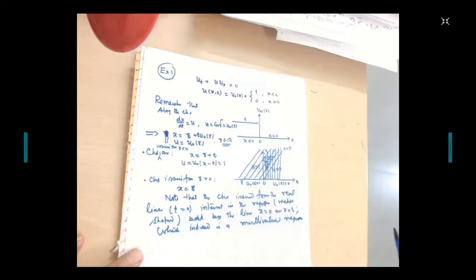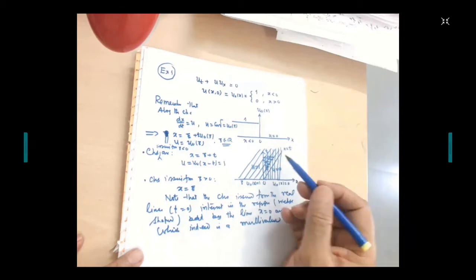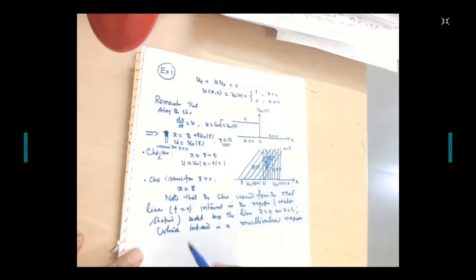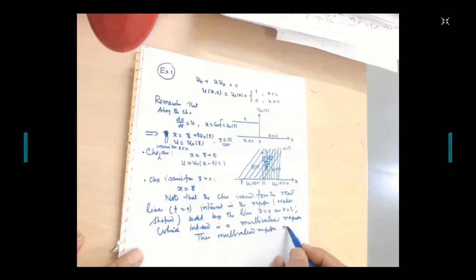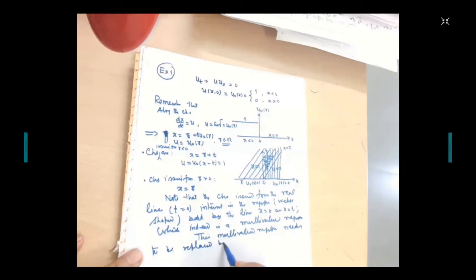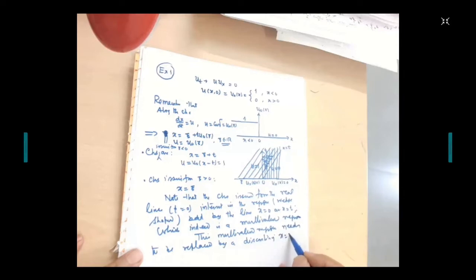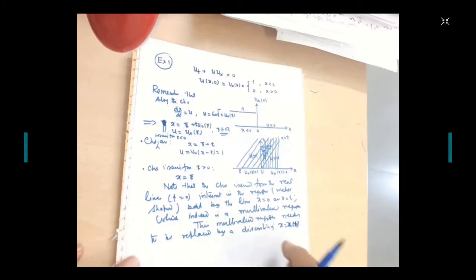So what is our methodology? Our methodology is to replace this multi-valued region by a discontinuous curve or discontinuity, say x is equal to x of t. This is a smooth curve across which u is discontinuous, and its derivatives are discontinuous. This is our objective. How is it possible?